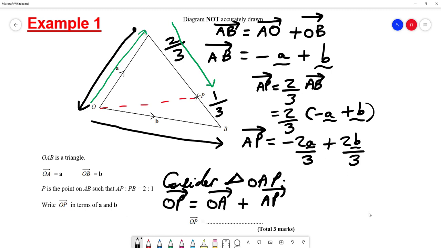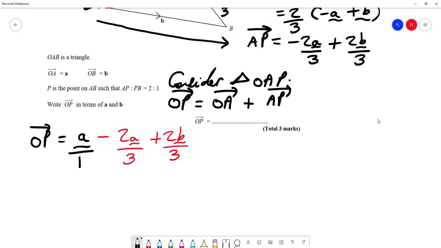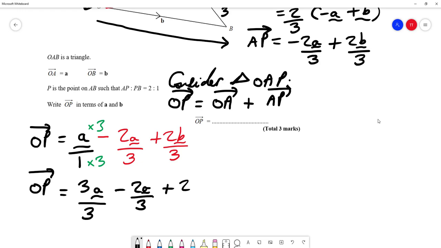So what we can do is write this over here and say, well, we know that OA on our diagram was A. Now AP was minus 2A over 3 plus 2B over 3. So I'm going to write that in red. So we get minus 2A over 3 plus 2B over 3. That's what we found from before in the previous part. Now this is over 1. So we want to minus 2 fractions with the different denominators. So I'm going to make the denominators the same. Times that by 3, times that by 3. Hence we get OP is 3A over 3 minus 2A over 3 plus 2B over 3.